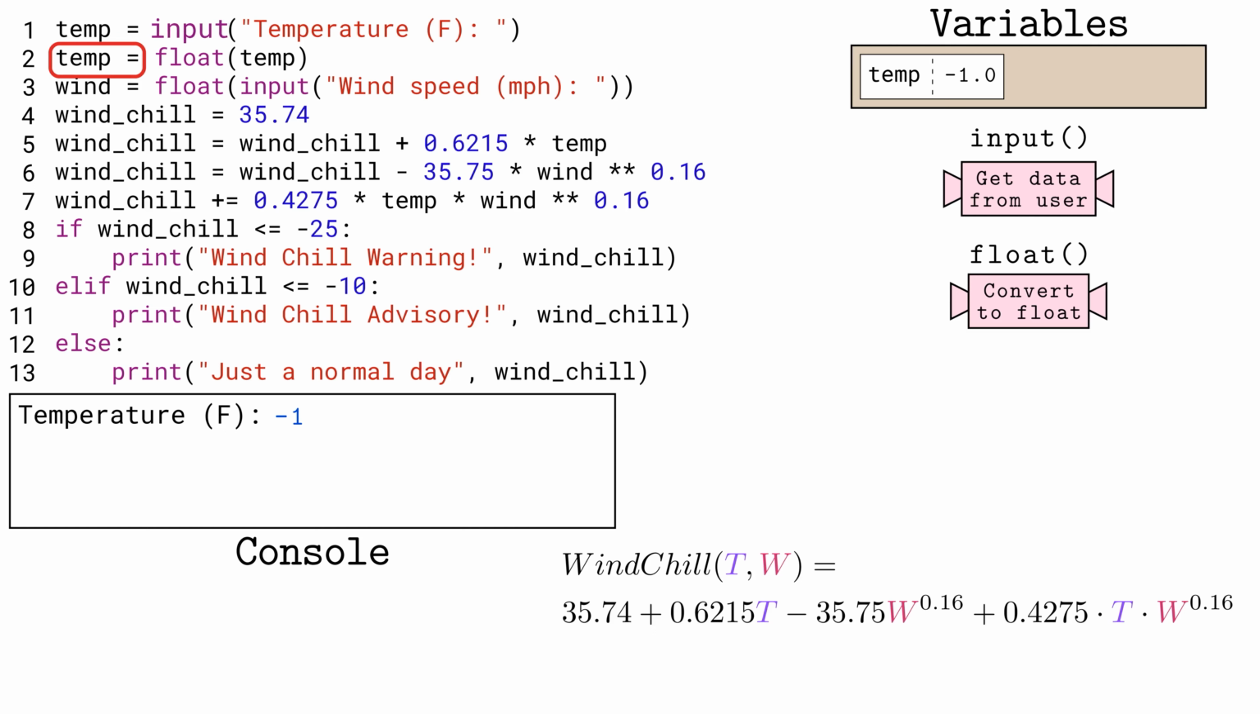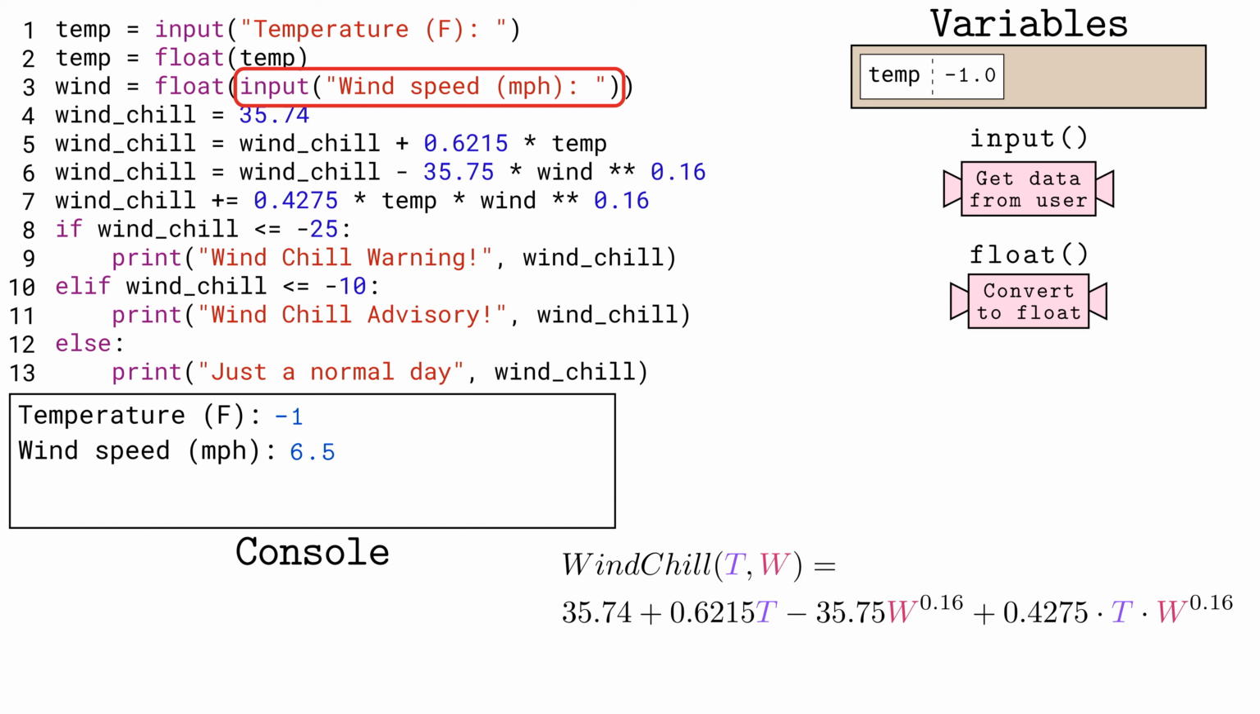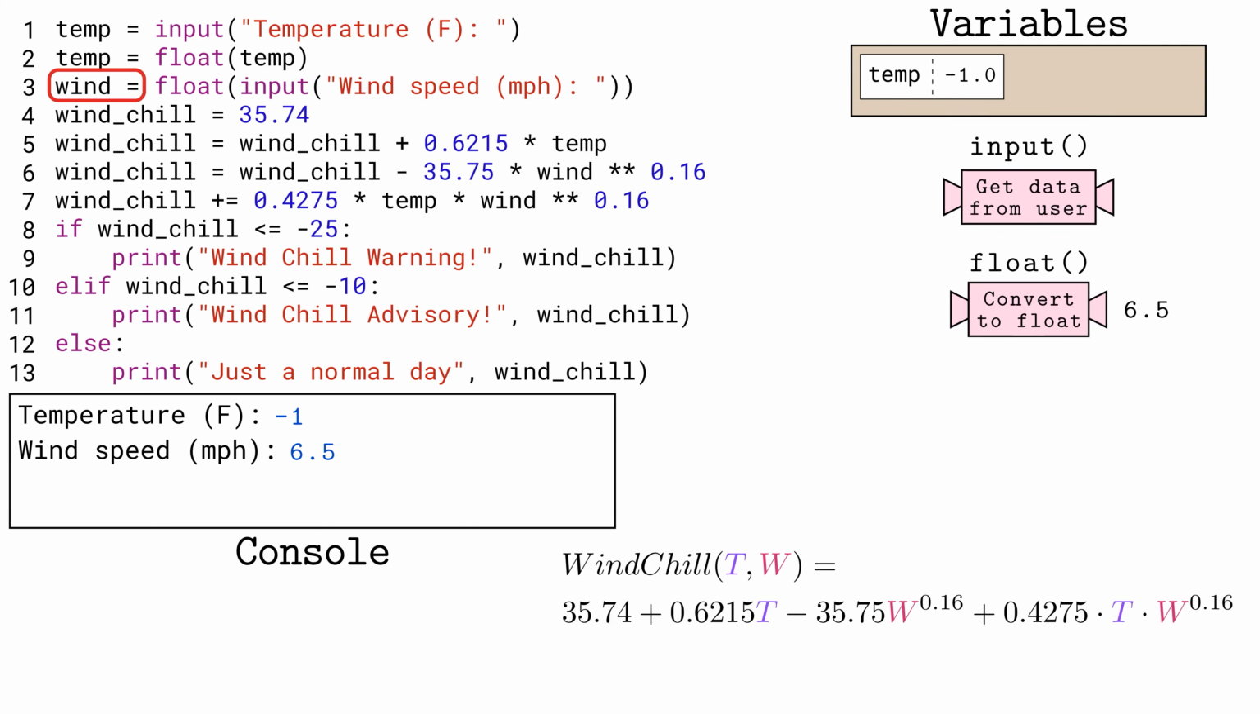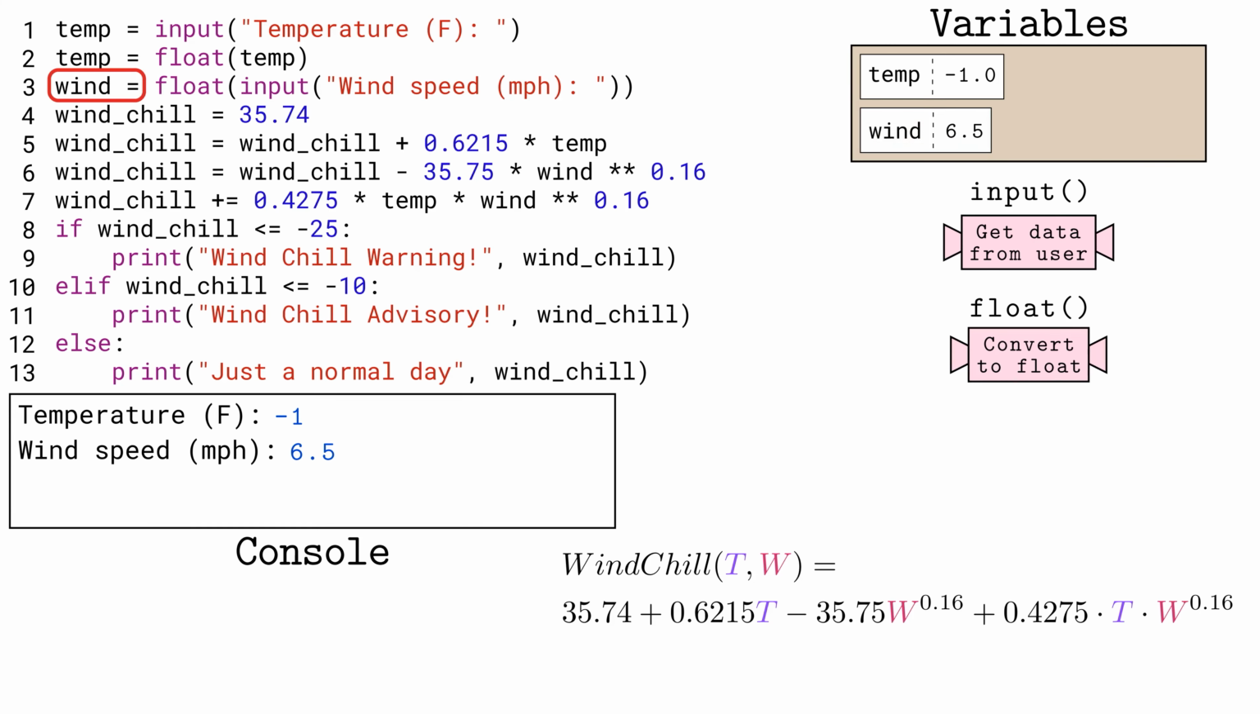Rather than having the input and float functions on separate lines, both can go on the same line, as in line 3. Python will start inside parentheses, so the input function is evaluated first. This shows a prompt to the user, asking them for a wind speed, and waits for the user to type something into the console, such as 6.5. That string, 6.5, is then passed into the float function to convert it to an actual number. The float, 6.5, is then saved to a new variable called wind due to the equal sign operator.